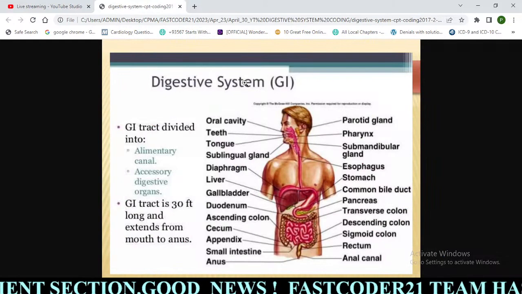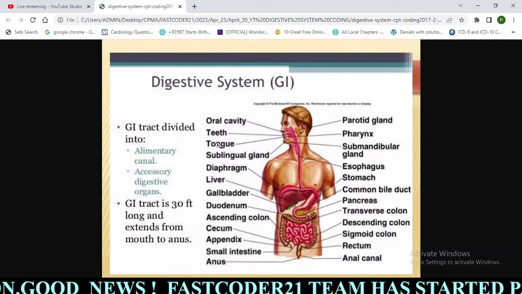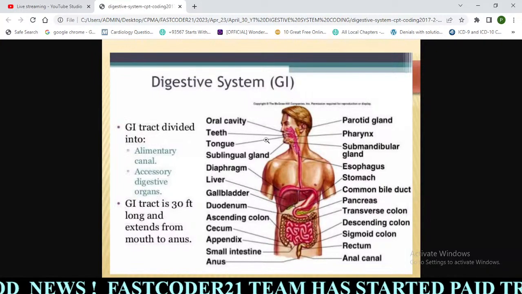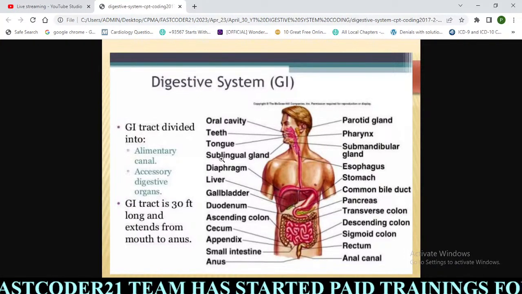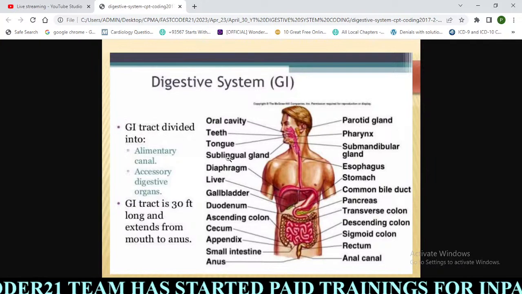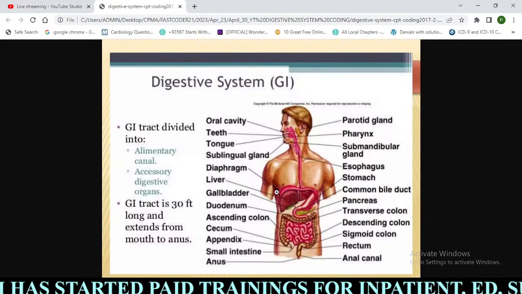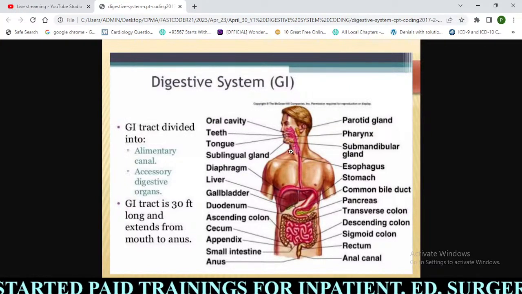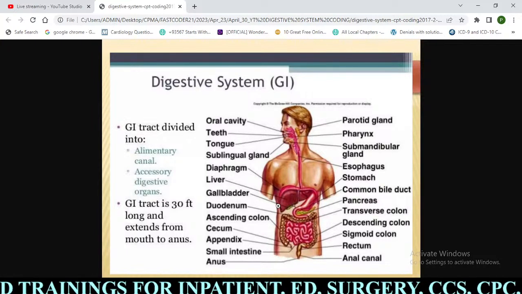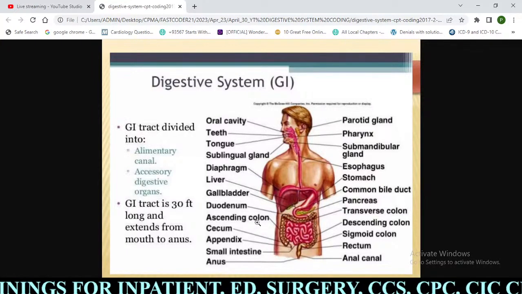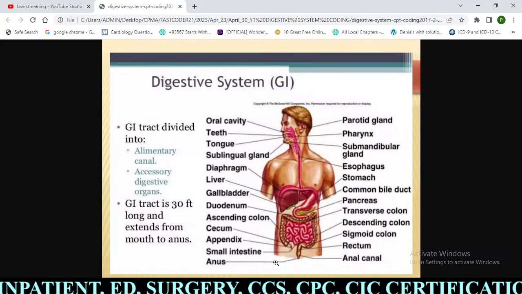So digestive system, GI. GI means gastrointestinal system. It starts with the oral cavity, teeth, tongue, sublingual gland. Here you need to divide this. Sublingual means below the lingual gland. Diaphragm divides the body into two parts, upper and downside of the diaphragm. Liver, gallbladder, duodenum, ascending colon, cecum, appendix, small intestine, anus.